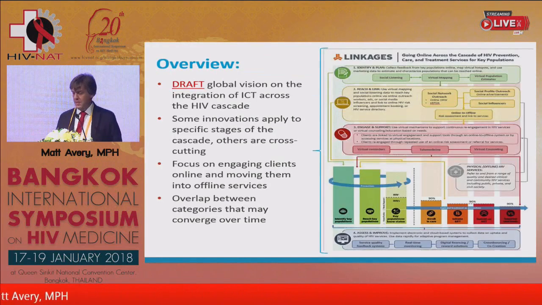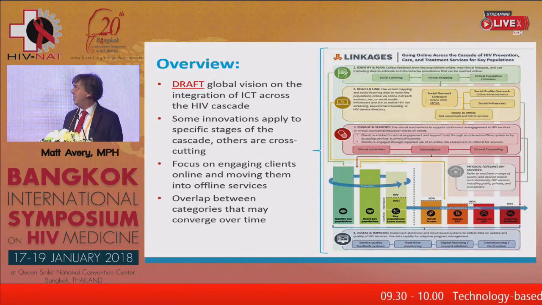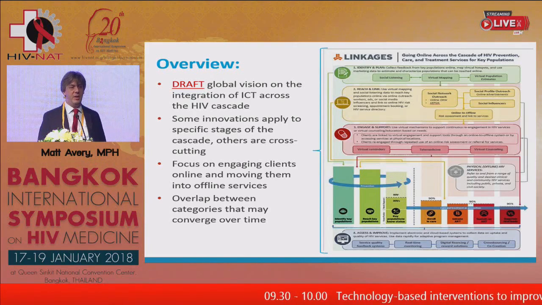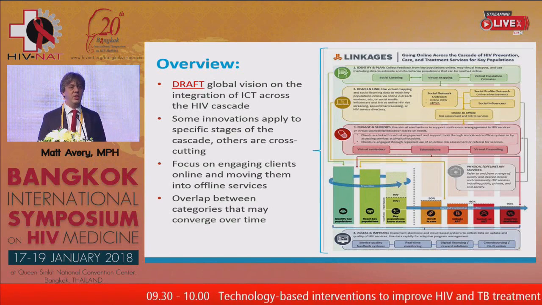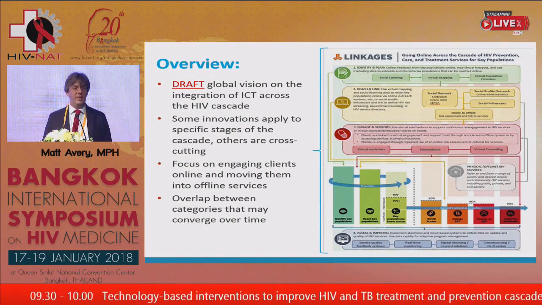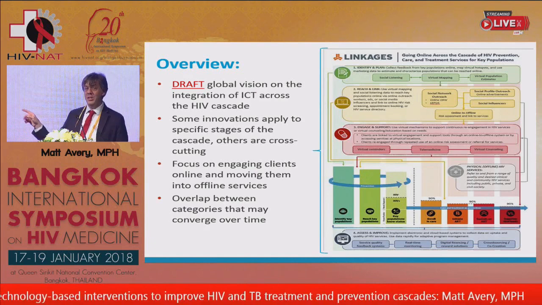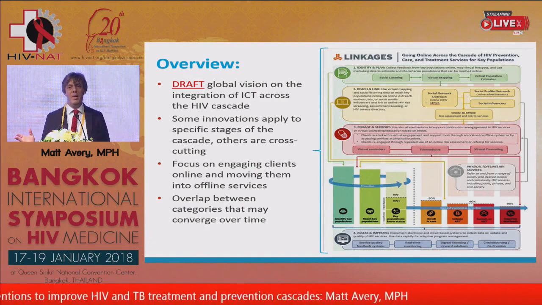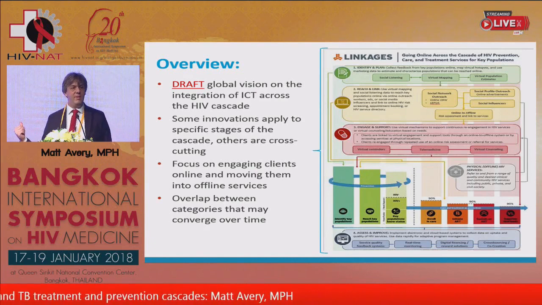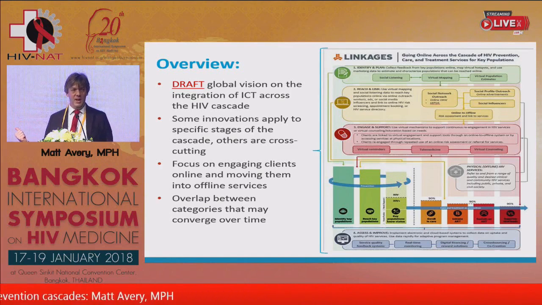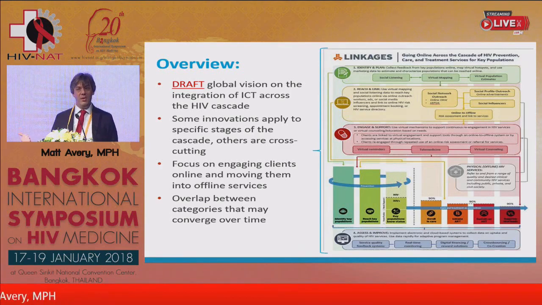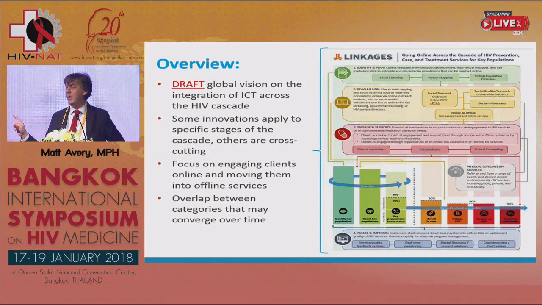Which brings us to the FHI 360 Linkages project's draft global vision on the strategic integration of ICT across an HIV cascade. I've highlighted "draft" there because we talk about things being hot off the press. This is a case of the press not even being turned on yet. This document is a work in progress. In fact, as I was sitting next to my colleague this morning, I saw him on his computer hurriedly making further revisions to this document. So even what you're seeing now has probably already been changed.